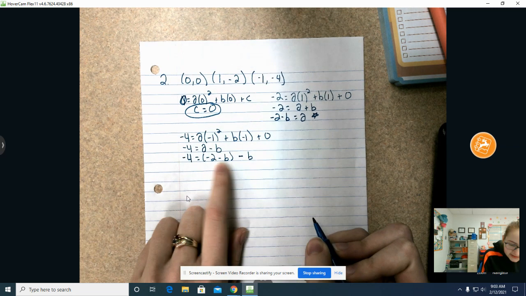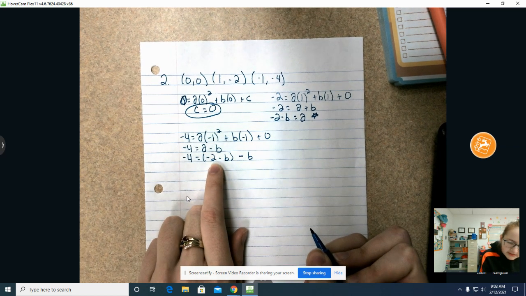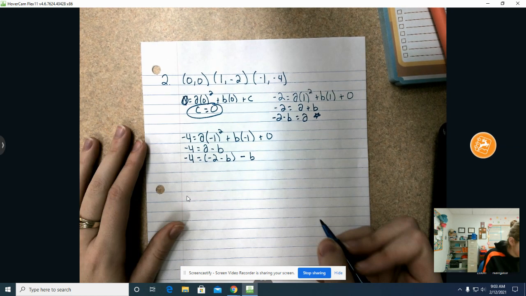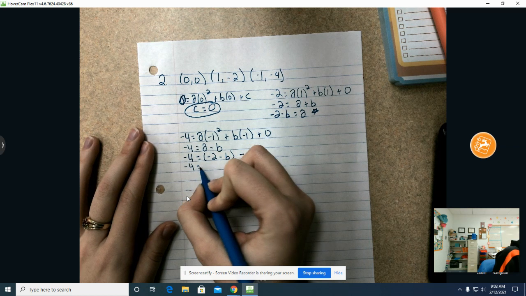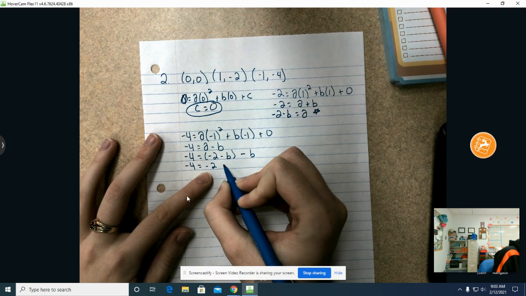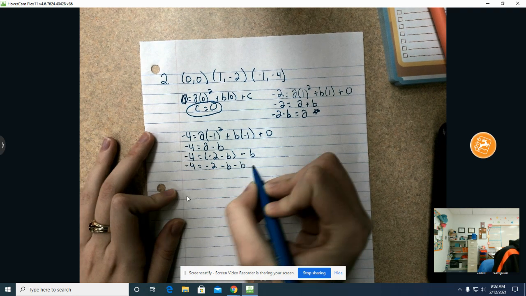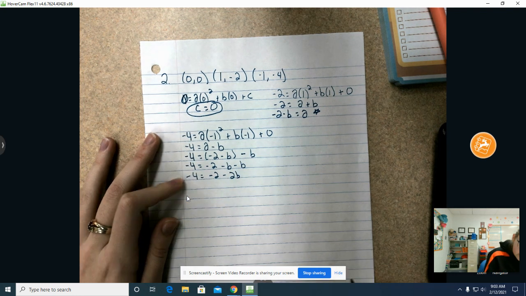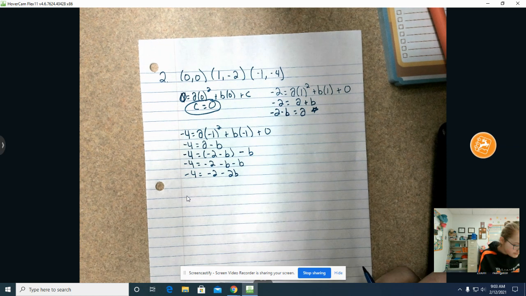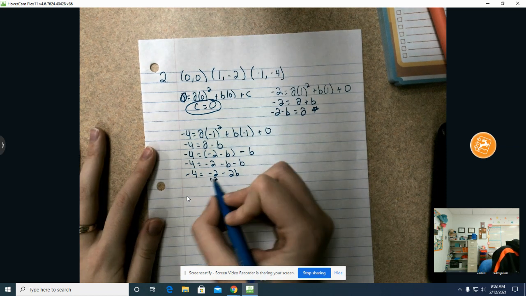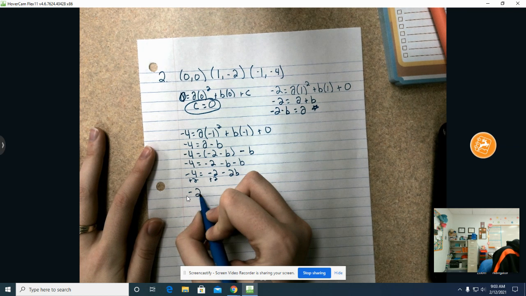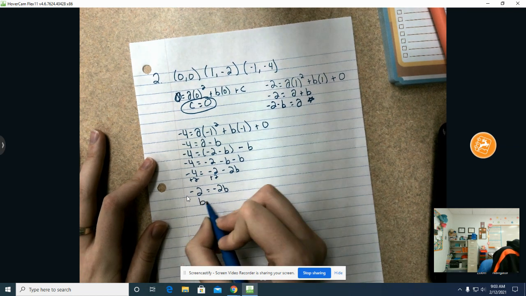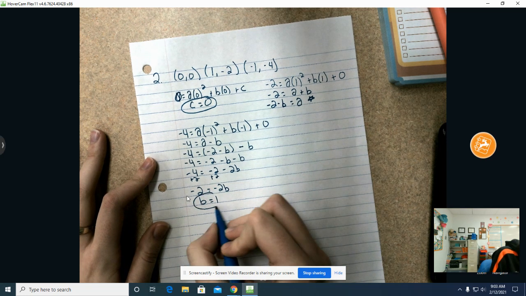I just use parentheses to keep myself straight, but for this one, there's no distributing or anything. So we can rewrite that as negative 4 equals negative 2 minus b minus b. So negative 4 equals negative 2 minus 2b. We can move over our 2. That's going to give me negative 2 equals negative 2b. So divide by negative 2, and b is going to equal 1.